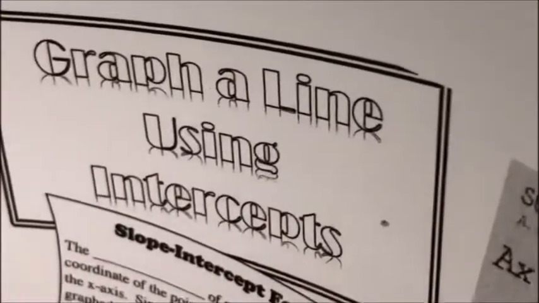On page 64, you're gluing in the one that says graph a line using intercepts. That goes on page 64. Page 65, you're going to leave blank.